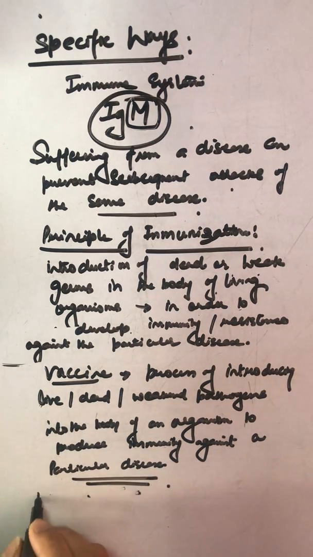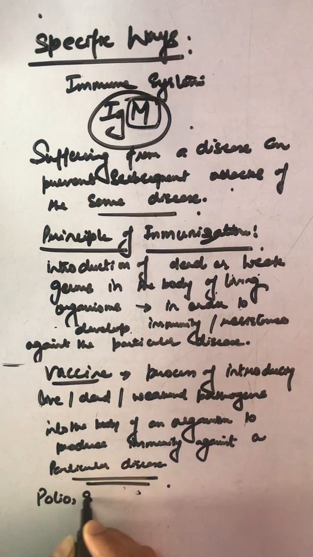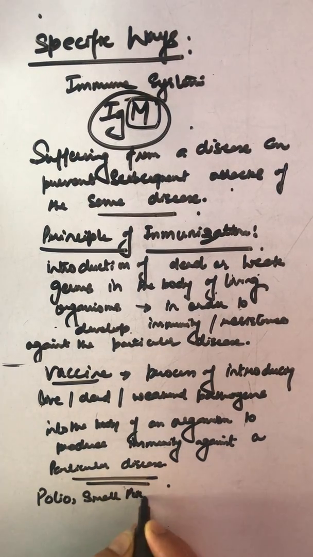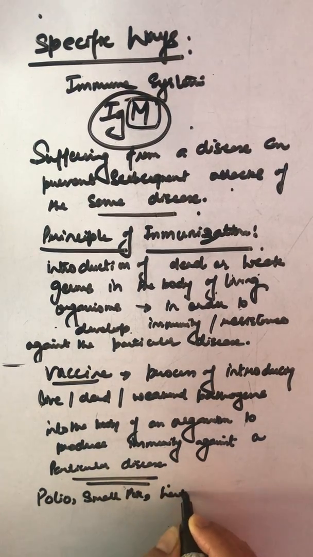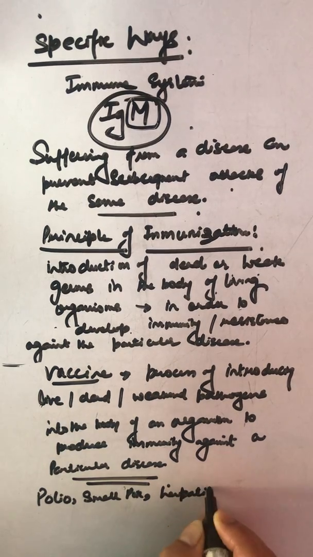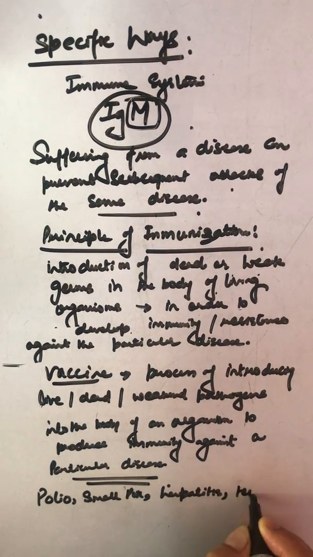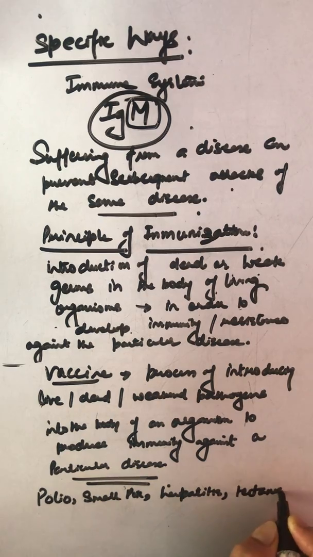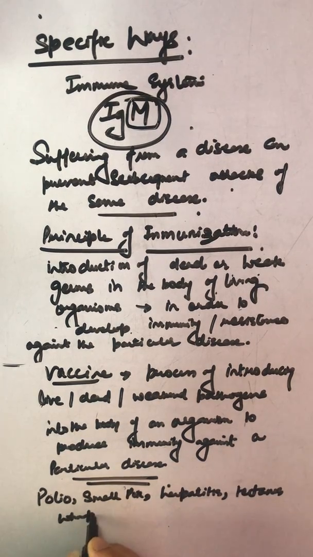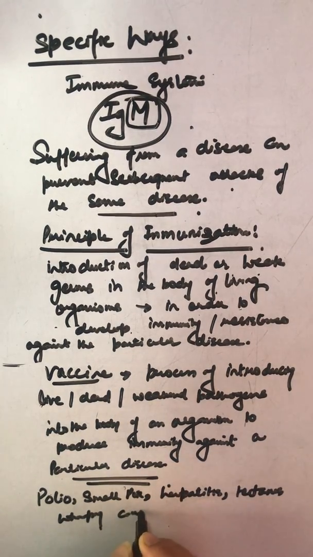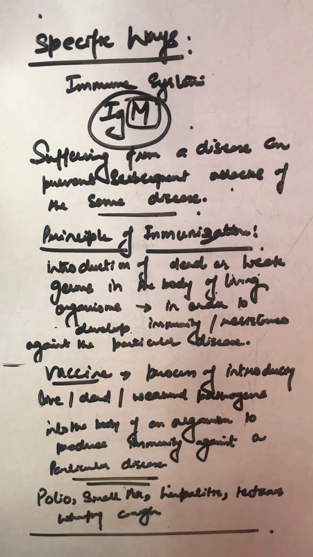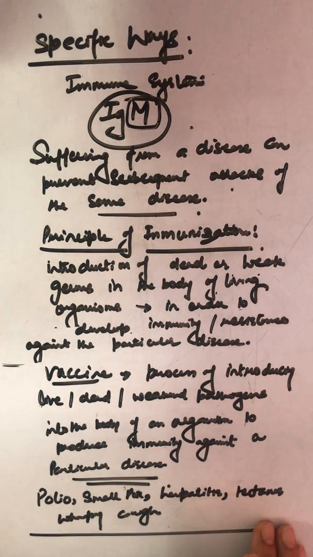Many serious diseases like polio, smallpox, hepatitis, tetanus, and whooping cough are prevented through the immunization program. All right. Clear? This is all about the chapter.